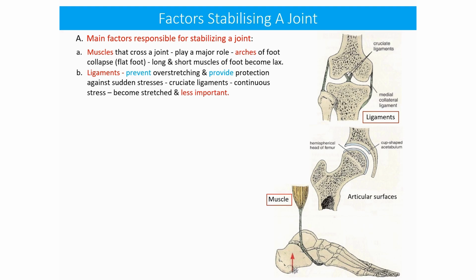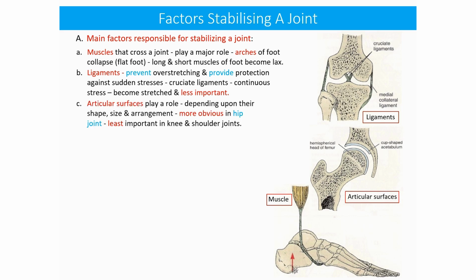An example is the cruciate ligament. But continuous stress leads to stretching of the ligament, hence they become less important. Number three, the articular surfaces. They play a role in the stability depending upon their shape, size, and arrangement, as is more obvious in hip joints and least important in knee and shoulder joints.